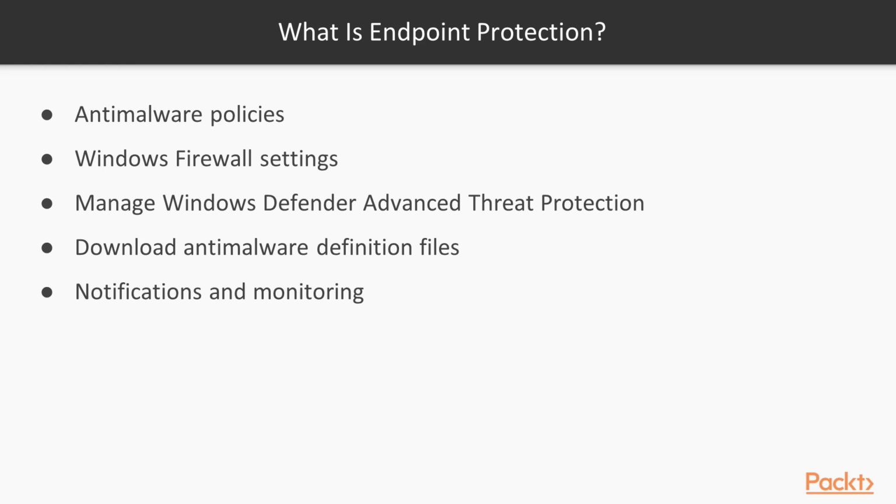So let's begin. Endpoint Protection in ConfigMgr lets you manage anti-malware policies and Windows Firewall security for client computers in your hierarchy. You can also manage Windows Defender Advanced Threat Protection, or ATP, for collections of computers. You can use the ConfigMgr software updates mechanism to download the latest anti-malware definition files to keep client computers up to date. You can send email notifications, use in-console monitoring, and view reports to keep administrative users informed when malware is detected on client computers.